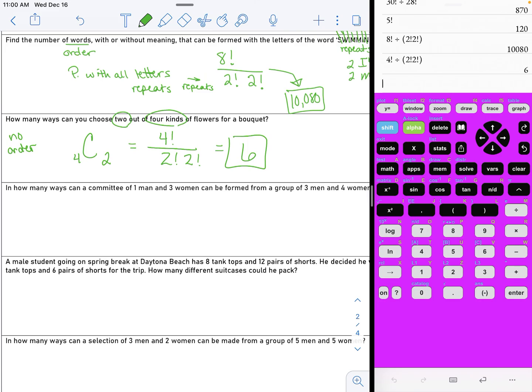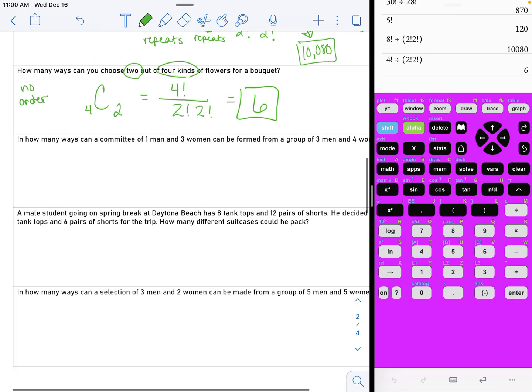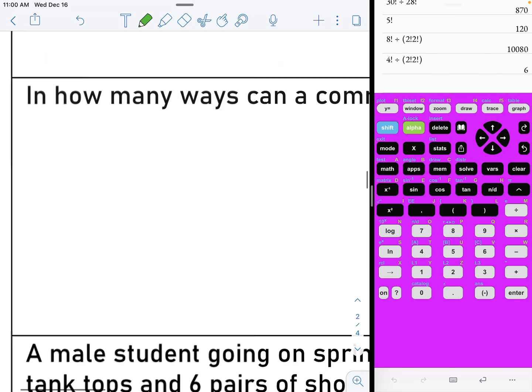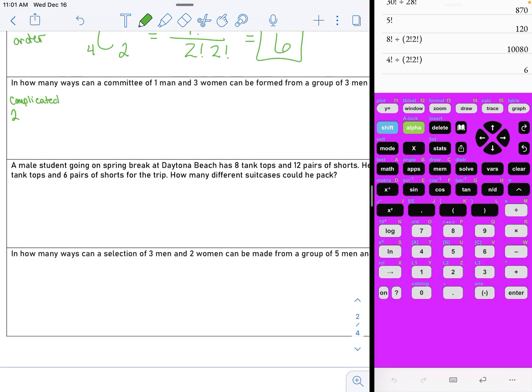How many different ways can a committee of 1 man and 3 women be formed from a group of 3 men and 4 women? This one's complicated. I'm just going to write that here, that this one's kind of a bit of a challenge. The reason this one's a little bit complicated is because we have 2 groups, men and women, and we're being very specific about we want so many men out of so many men, and we want so many women out of so many women.